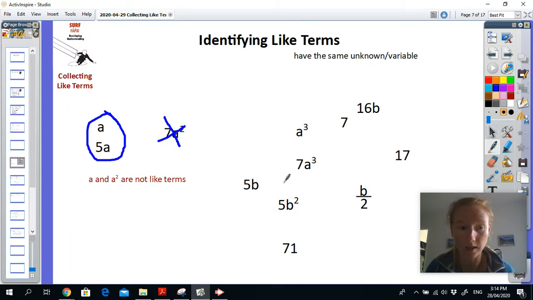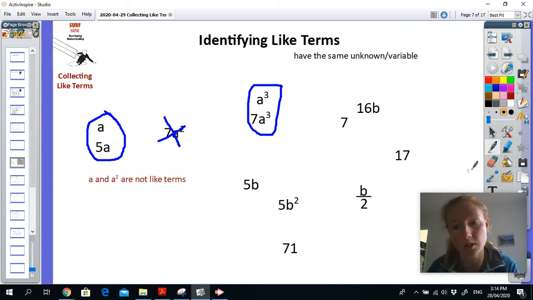Okay. The reason for that is because if a was 4, it means the unknown value for these two is 4. But the unknown value for this one is not 4, it's 4 squared, which is actually 16. Okay. So they are not like terms. Similar reason, a cubed is not going to be a like term with any of these over here either, but it will be a like term with 7a cubed because they have the same unknown.